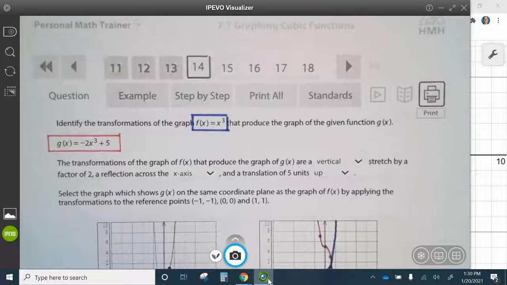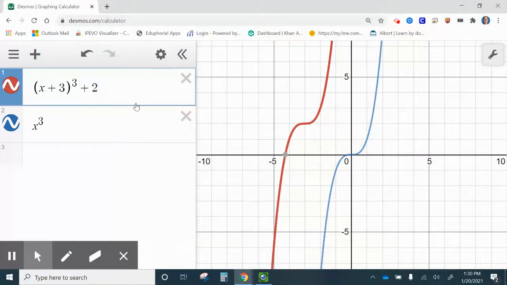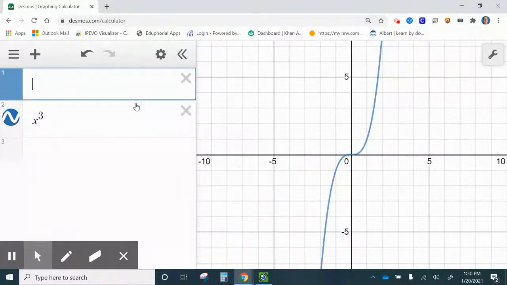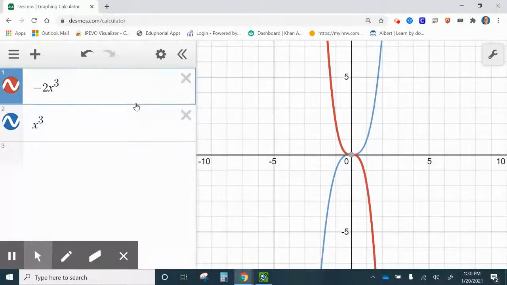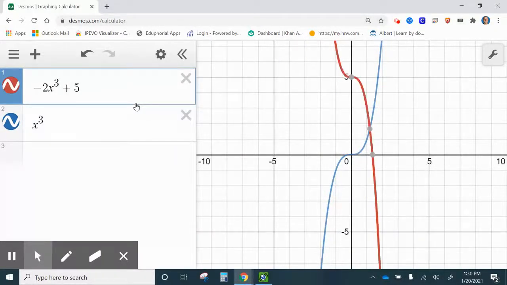Identify the transformation of the graph f of x equals x cubed that produces the graph of the given function g of x. Okay, so let's graph g of x. So that's negative 2x cubed plus 5. All right, so there's our graph.